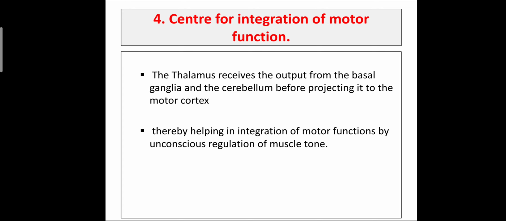Center for integration of motor function. Thalamus receives the output from the basal ganglia and cerebellum before projecting to the motor cortex. Thereby it helps in the integration of motor function by unconscious regulation of the muscle tone.